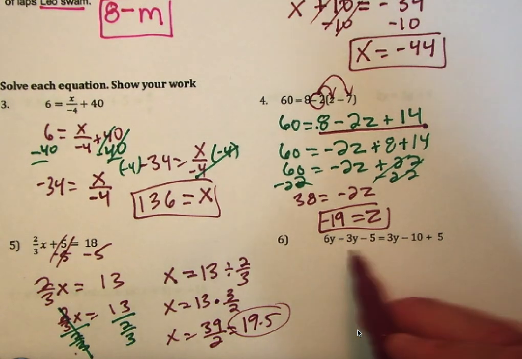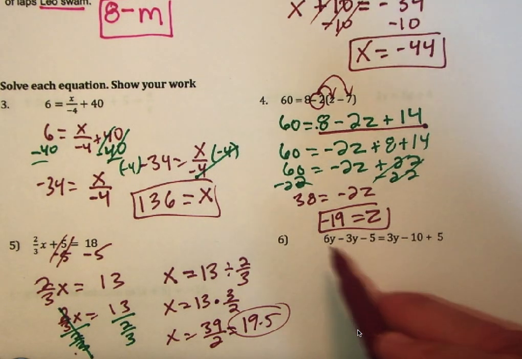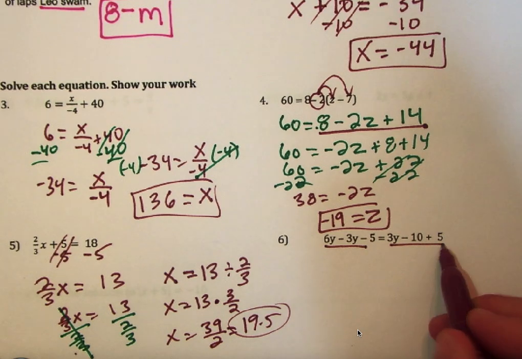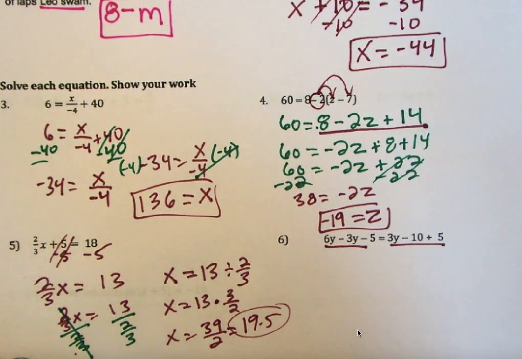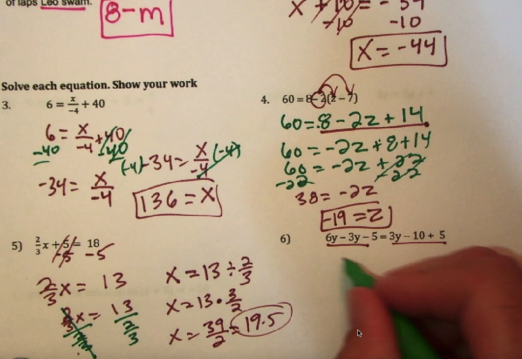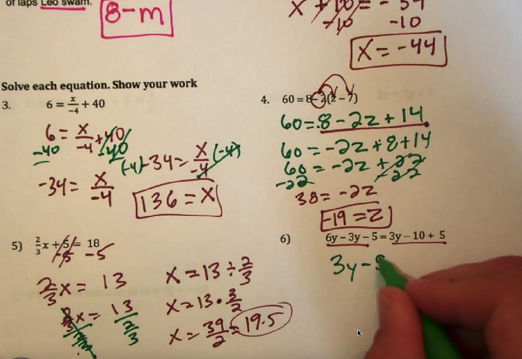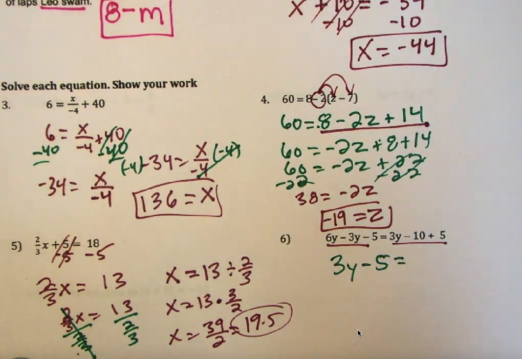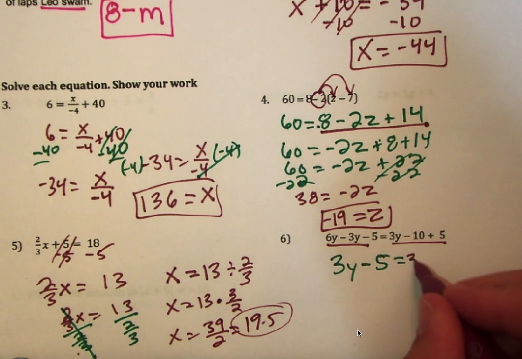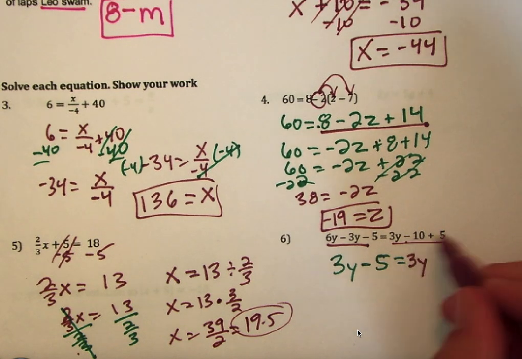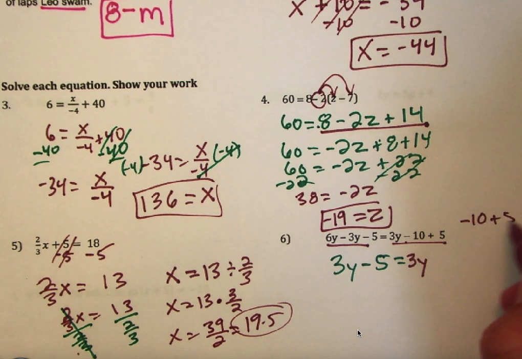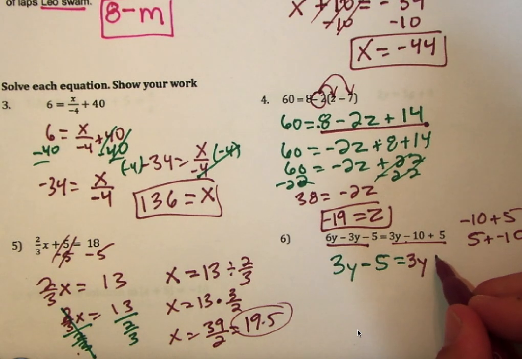Okay, number 6. Alright, we're going to simplify each side first, if we can. We'll get 6y minus 3y. So that'd be 3y minus 5 equals, we can do 3y, and then we have negative 10 plus 5, which is the same thing as 5 plus negative 10, which gets us negative 5, or plus negative 5.